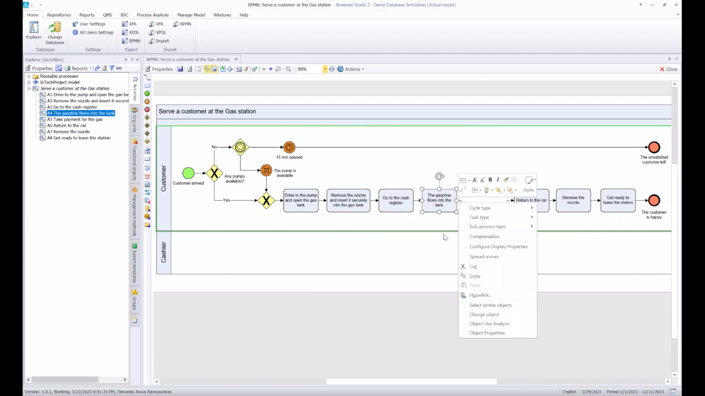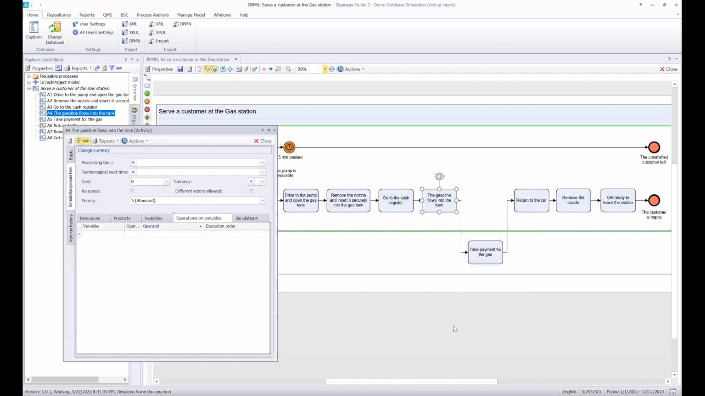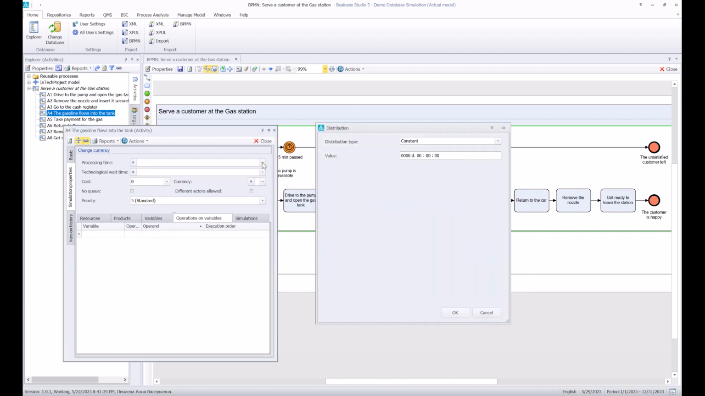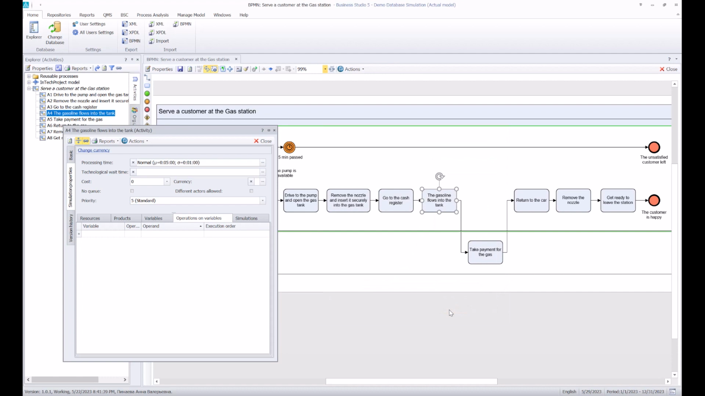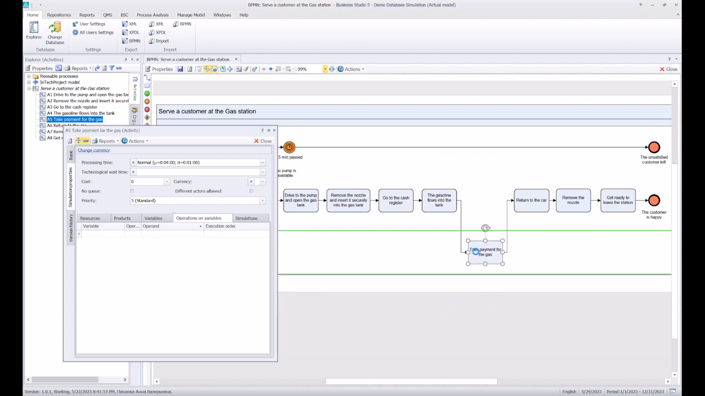To analyze the time of serving a customer, we need to set up the time needed to perform each process step. The time of performing a step can be a random value. For example, the duration of the gasoline flows into the tank process step depends on the tank of the car that arrived. To analyze the process costs, we need to define the set of resources used to perform each process step.